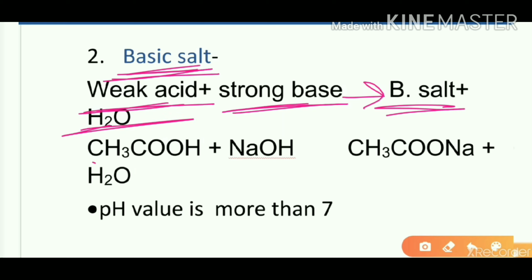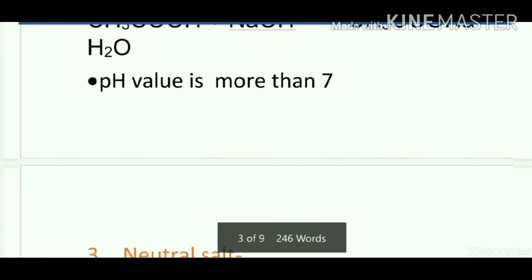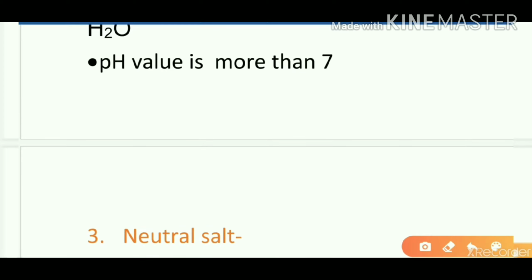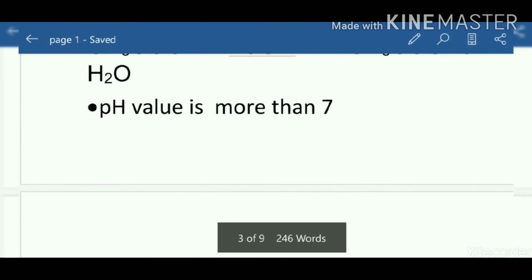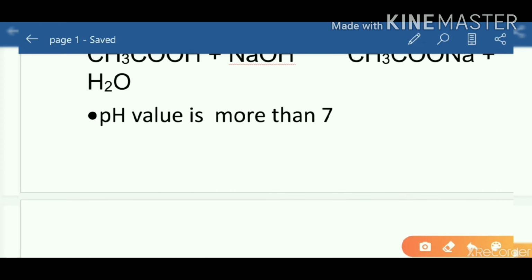Now we'll see here CH3COOH. What is this? This is acetic acid. Acetic acid will react with sodium hydroxide, that means strong base, to form basic salt along with water. Now we will see the reaction of this, how this reaction takes place. So look carefully. We will take acetic acid, CH3COOH. This is acetic acid.